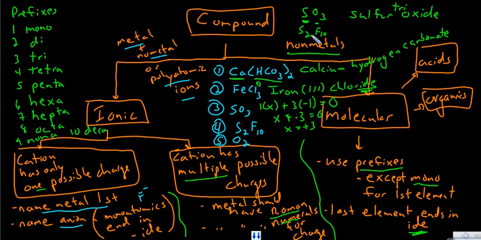What if we were naming S2F10? Well, then we would need to say how many sulfurs there are. It's disulfur. And then how many fluorides there are. It's 10. Now 10 will be represented by deca. So we'll say decafluoride. Okay, and I guess finally, what if we were dealing with O2? Well, then that is not a compound. That's just one element together, and so we'll just give it its normal elemental name. We'll just call that oxygen.